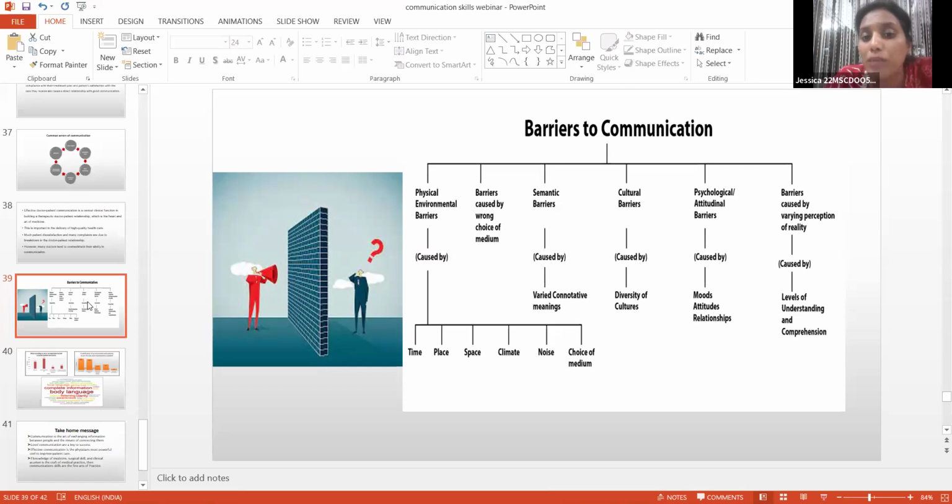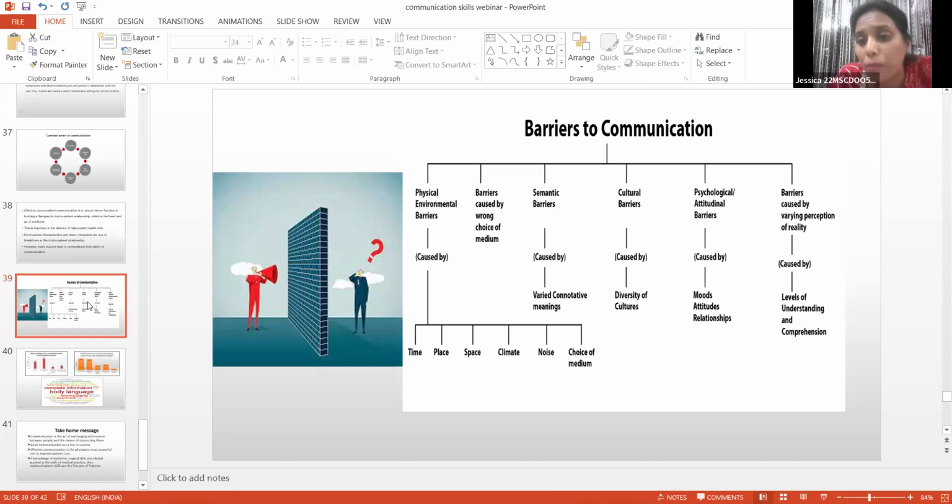Barriers caused by the wrong choice of medium. Normally, if you have to talk to the patient verbally and you are using written communication, that is a barrier to communication. Semantics, using wrong words, is another barrier to communication. Cultural barrier, when the cultures of the patient and the physician do not match, or they do not understand each other's culture.